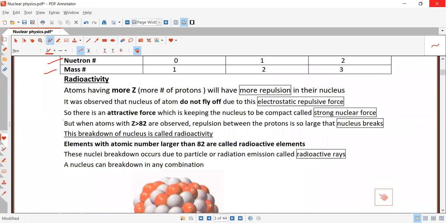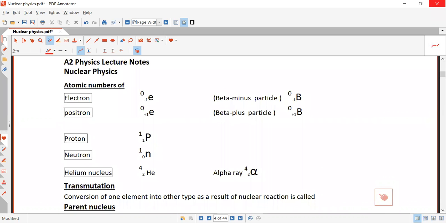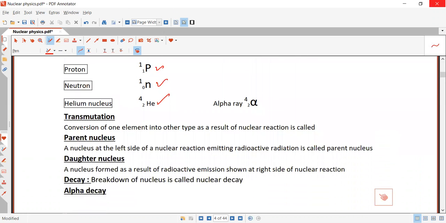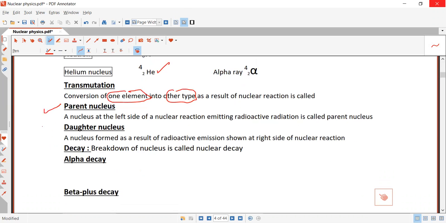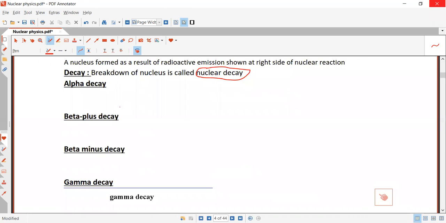So what is radioactivity? You also already know about it. You have done it in detail in your AS. You also know what an electron is, what a positron, a proton, a neutron, and a helium nucleus are, and what transmutation is. It is the conversion of one element into another type of element. The parent nucleus is the one which breaks down, and the daughter nucleus is the newly formed nucleus. This breakdown of the nucleus is called nuclear decay. You have also done alpha, beta, and gamma decays in your AS.